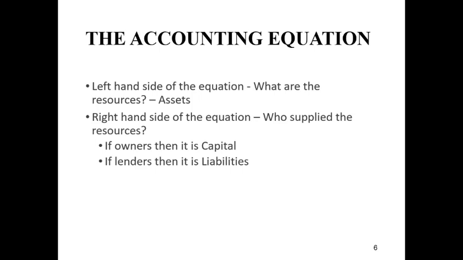Right. Now, on the accounting equation, please note that on the left-hand side of the equation, the question you are asking is, what are the resources? The resources are the assets of the business. And on the right-hand side of the equation, the question being asked is, who supplied the resources? If owners, then it is capital. If lenders, then it is liabilities. The question here is, who supplied the resources on the right-hand side of the equation?